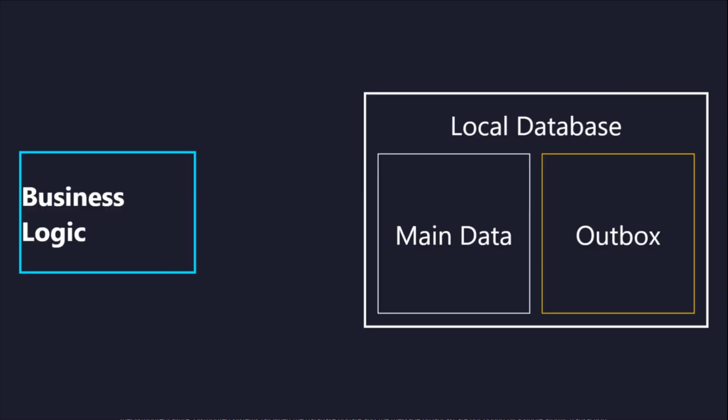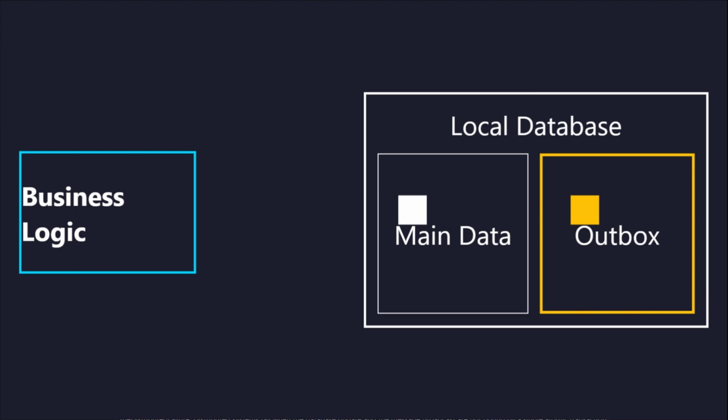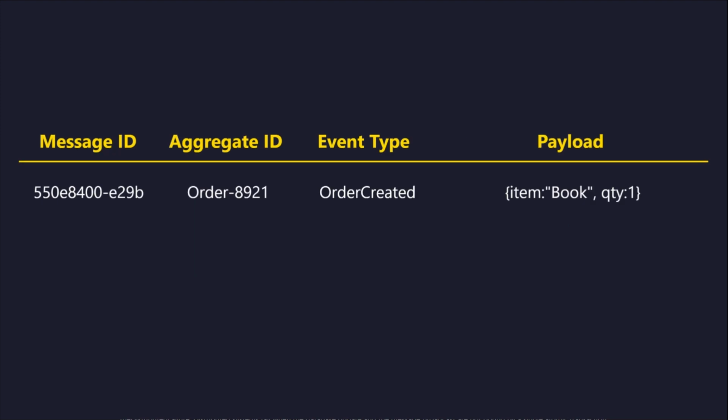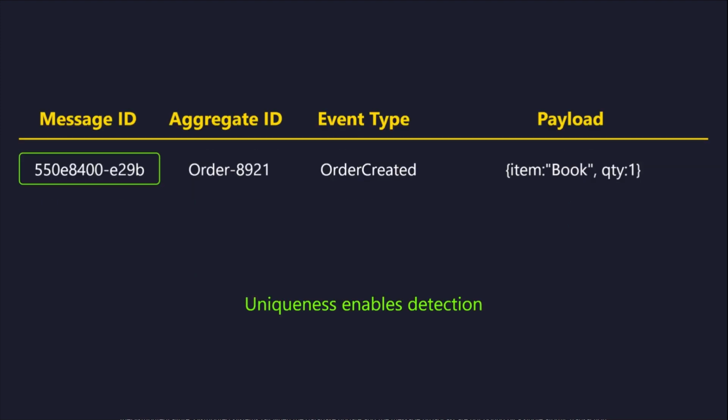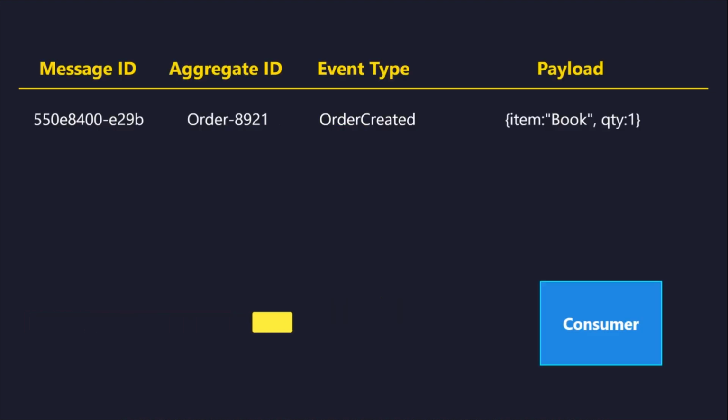permanently inconsistent. The transactional outbox pattern resolves this by persisting the event directly into the local database as part of the business transaction. By saving the message in a dedicated outbox table, you leverage the atomicity of the underlying database engine. An effective outbox table requires a unique message identifier, the aggregate identifier, the event type, and the event payload.